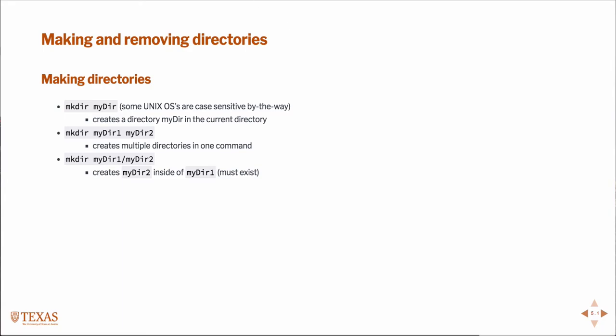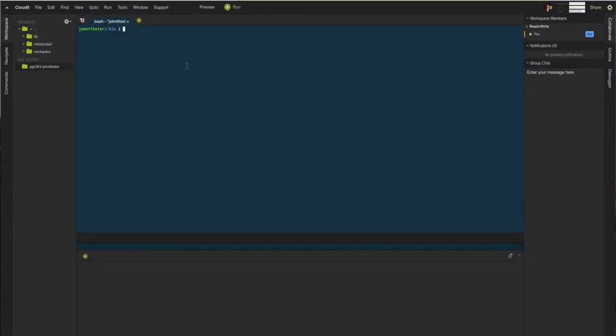If we go to Cloud9, we can work a couple examples here. So I'm going to use the shortcut to go home, just cd. So now we're back in our home, and I'll create a few subdirectories here. I'm going to use the command make directory mydir1, mydir2, and list the directory, and now you see that they're there.